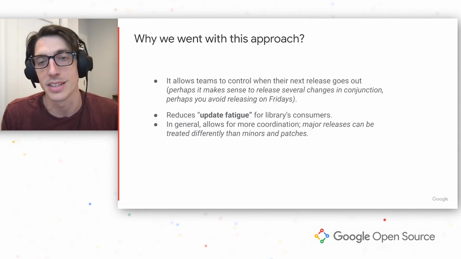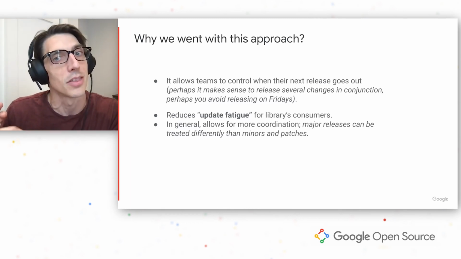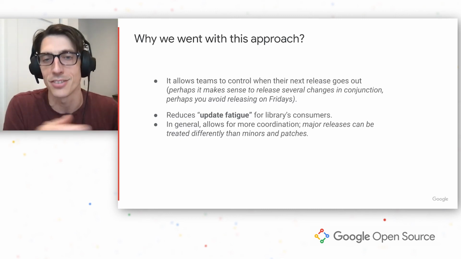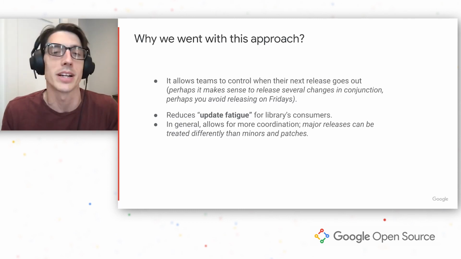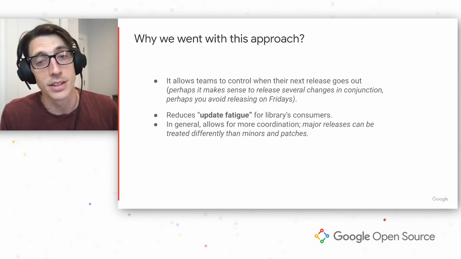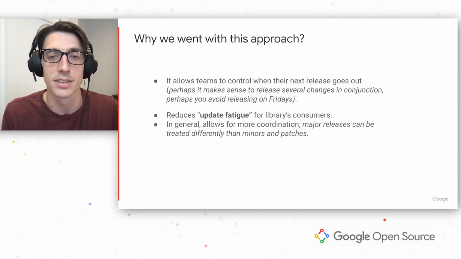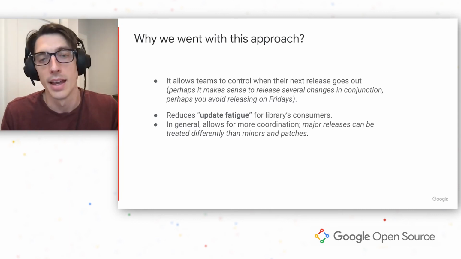Perhaps it makes sense to release several changes in conjunction. Like there's a feature that relies on actually 3 components to land. So rather than having to land each thing individually, you might want to collect them up in a release PR and then land that release PR all at once. Another reason for my team is we generally try to avoid releasing things on Fridays. So by having this idea of release PRs, if you happen to land a bunch of work on Friday, we can just keep that release PR open and then release the software on Monday when we're ready for it to go out.